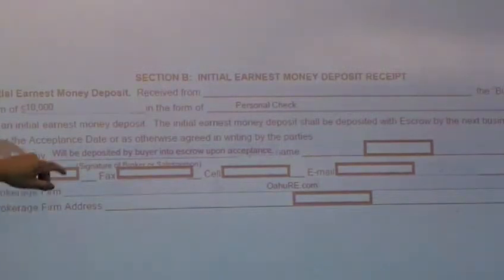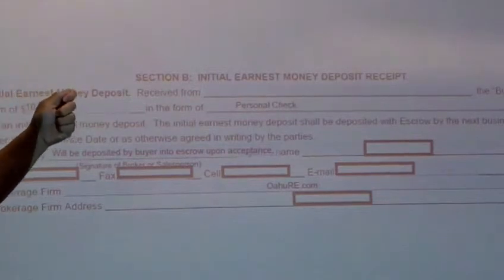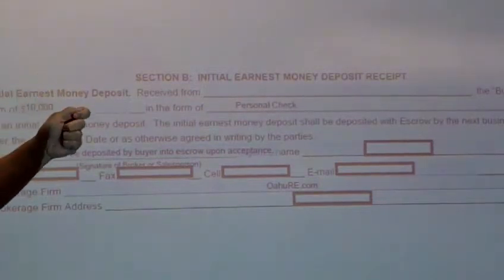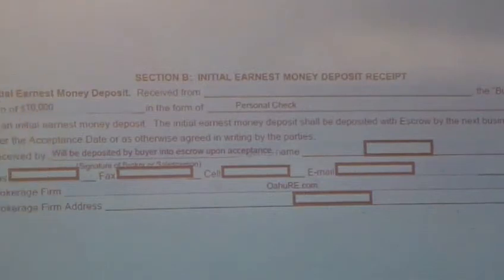And the initial earnest money deposit shall be deposited in escrow by the next business day after acceptance date or otherwise agreed to by the parties. So what does that mean? If you have an uncashed personal check and the offer gets accepted, when is it due in escrow? So the next business day. Okay, it says it there very clearly when it's due in there.